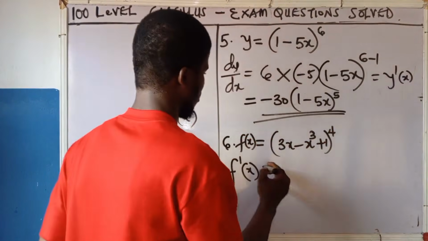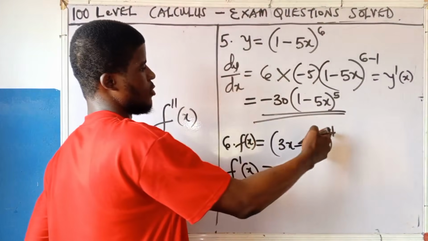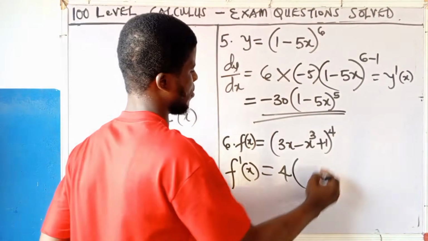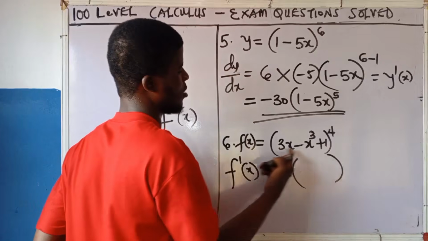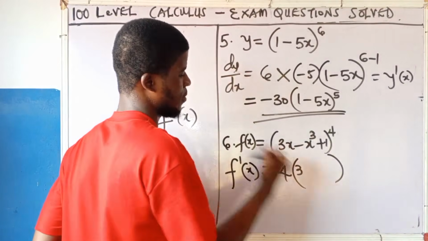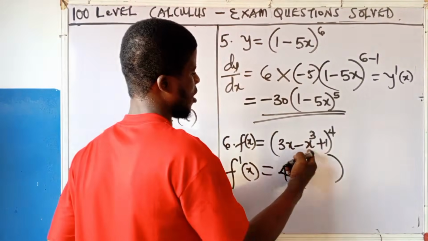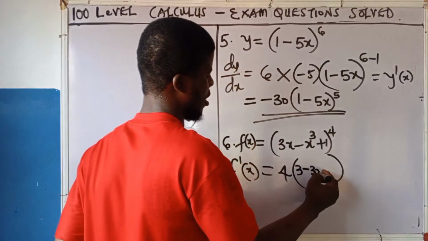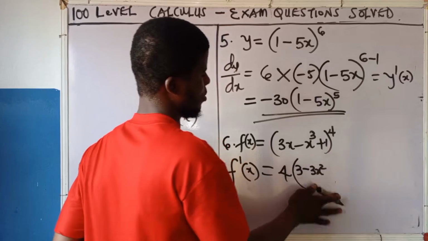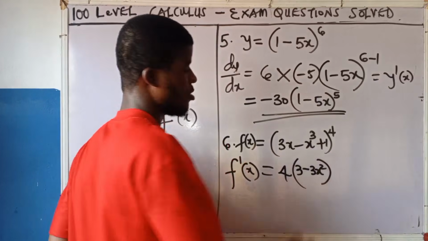All right. The rule: write 4 multiplied by the derivative of this one in brackets. Differentiate 3x to get 3. Differentiate minus x cubed to get minus 3x squared. Differentiate 1 to get what? 0.